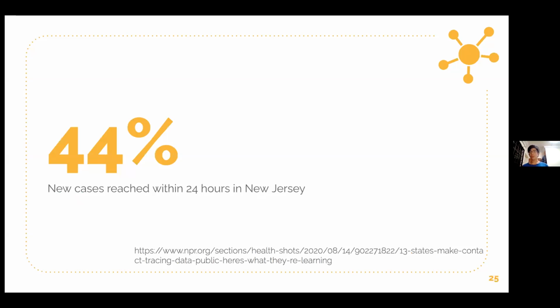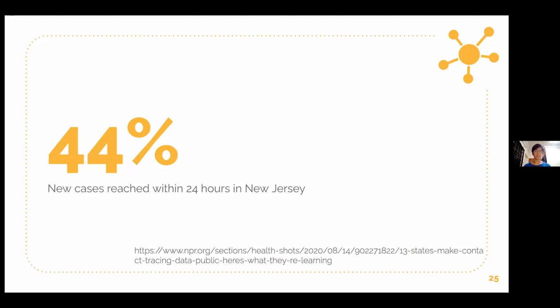There are also issues with contact tracing. For example, I mentioned in the earlier slide that Massachusetts has a goal to reach new cases within 24 hours. In the early days within New Jersey, they witnessed only about 44% of new cases were reached within 24 hours. This might be because they didn't pick up the phone, or they didn't understand what the procedure was, but this is a really small amount and would really impede how effective contact tracing is.